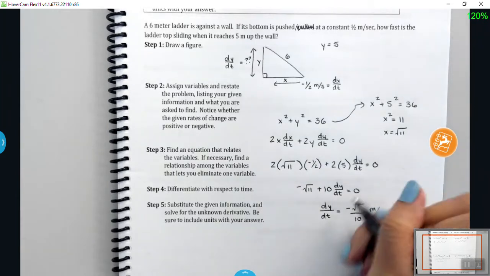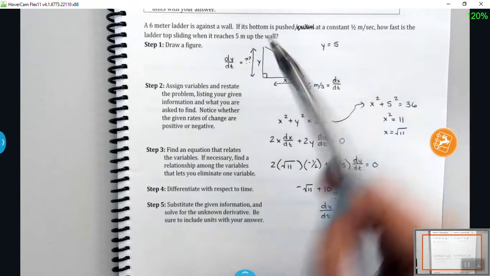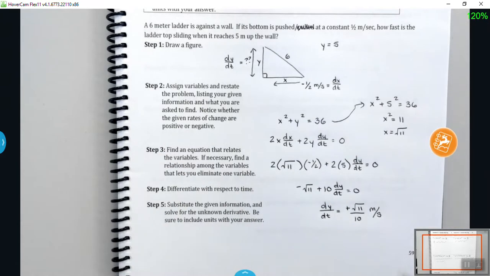Oh, positive, thank you. That's what we were talking about. If it comes out positive, we know y is growing, and if it comes out negative, we know y is shrinking. Easy? Yes. Why did we choose this circle equation?